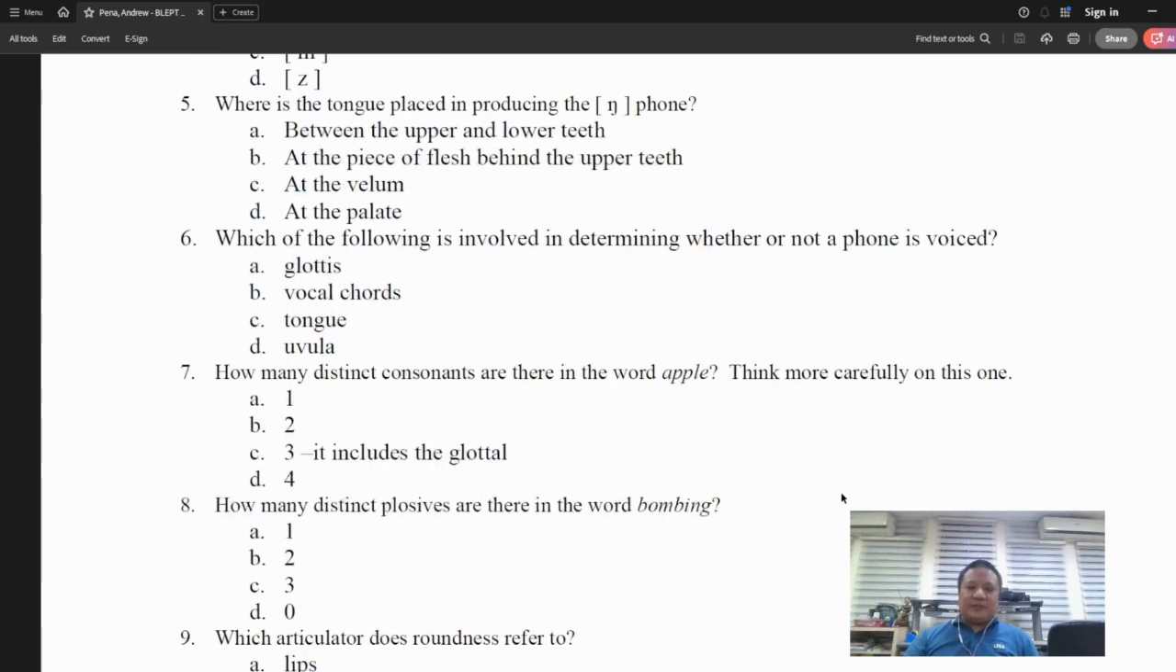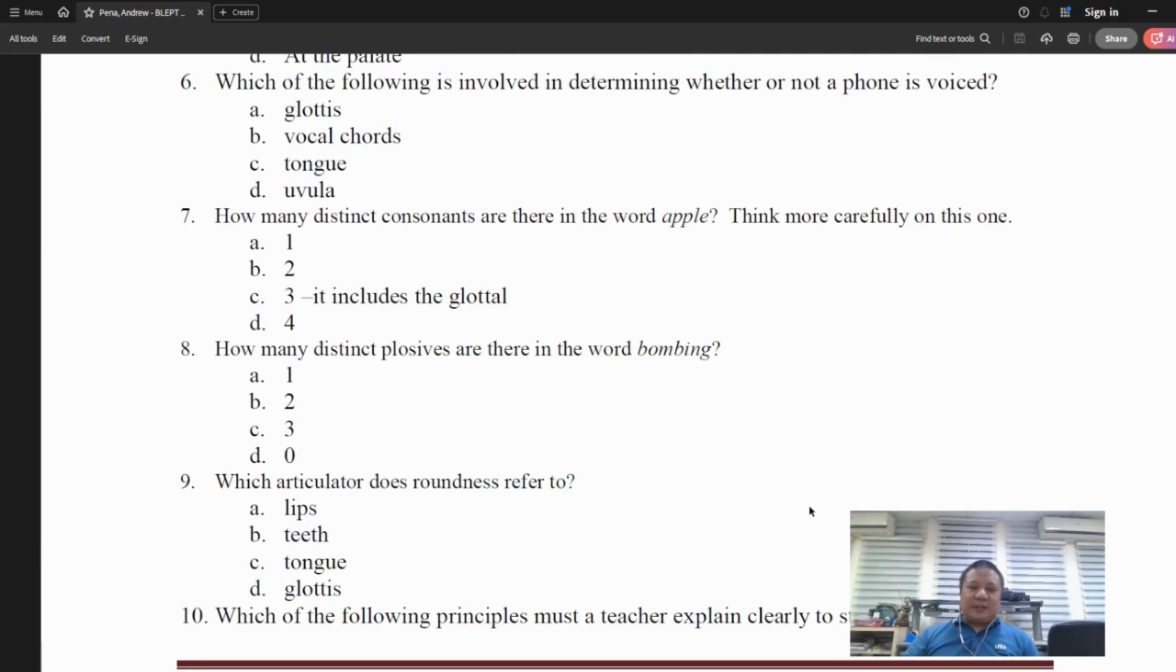Number 6, which of the following is involved in determining whether or not a phone is voiced? A, glottis, B, vocal cord, C, tongue, D, uvula. The answer is B, vocal cords. When the vocal cords vibrate when producing a phone, the phone is considered voiced. When the vocal cords do not vibrate, the phone is considered voiceless.